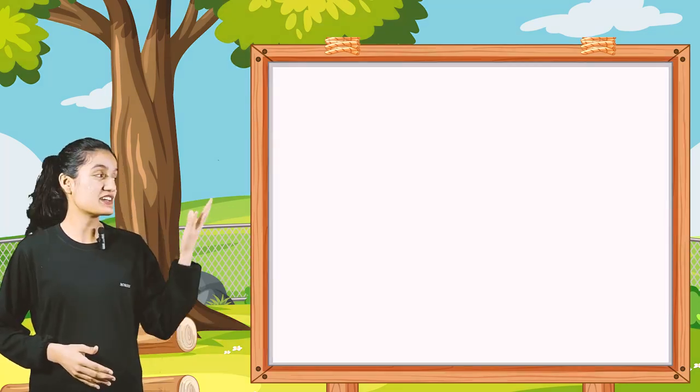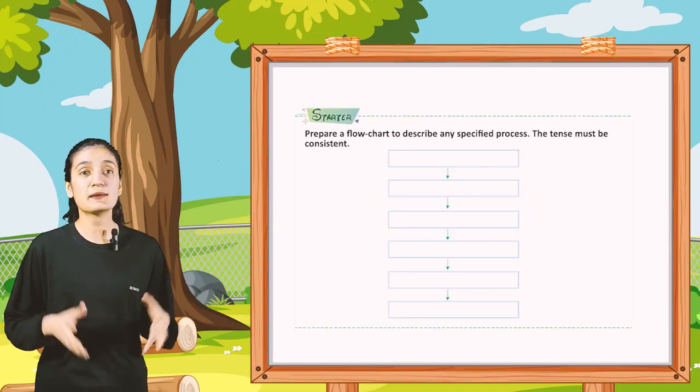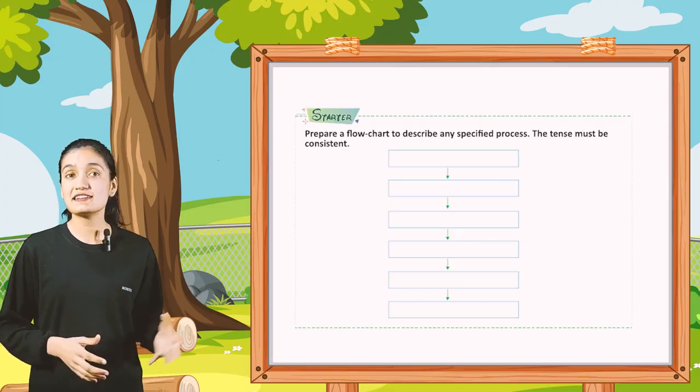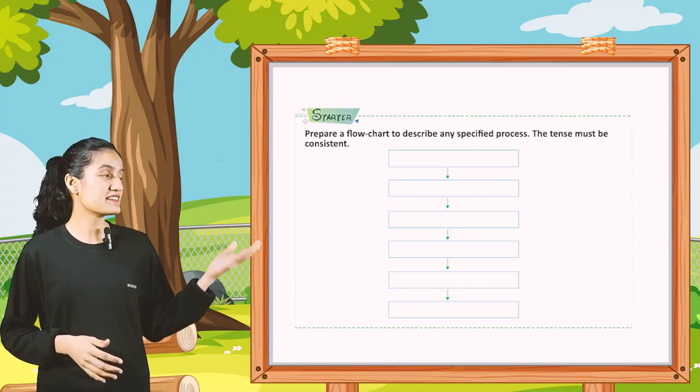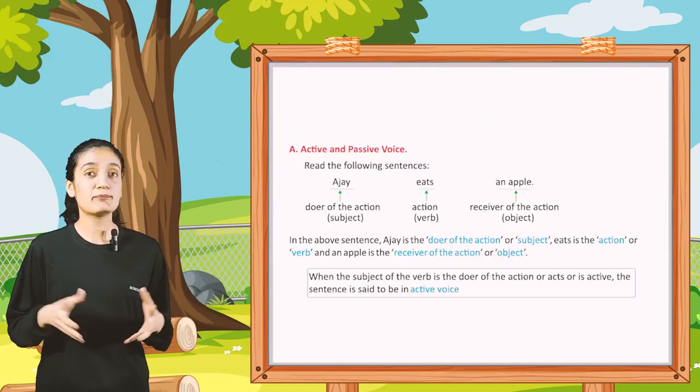Today we are going to start chapter number 18, Active Passive Voice. So let's begin. Prepare a flow chart to describe any specified process. The tense must be consistent. Here is the flow chart and you have to fill it. Now A, active and passive voice.